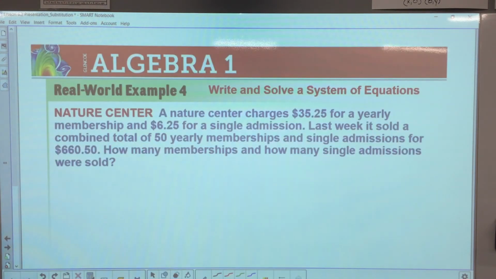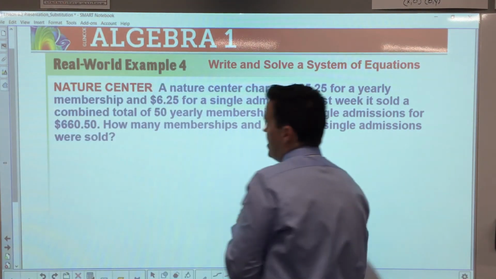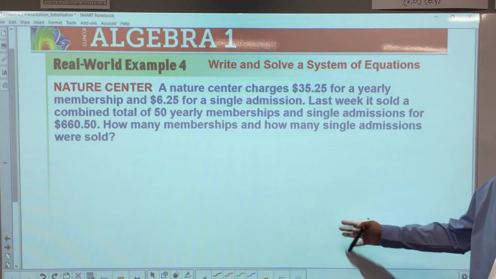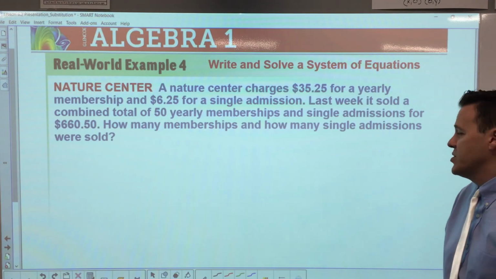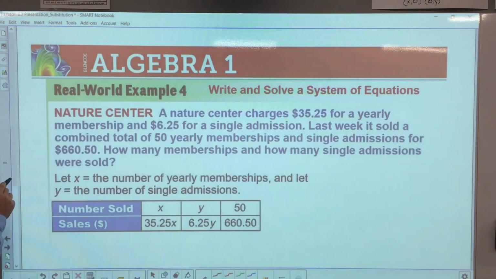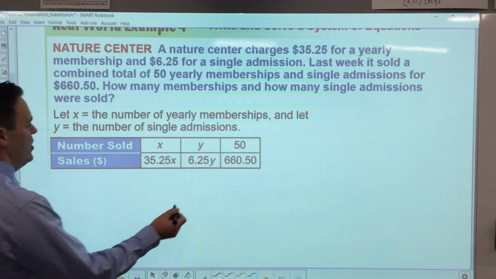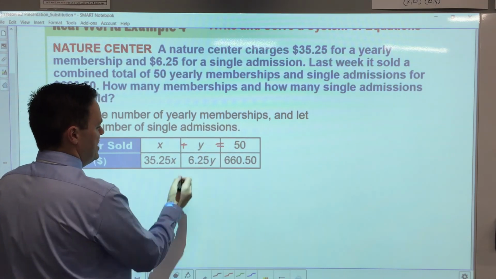All right, so now we're talking about nature. It's writing a system of equations, giving you yearly membership, single admission fee, all beautiful things. How many memberships were sold in a single admission? So we got to create an equation. Here's the equation given to us. So it's going to be x plus y equals 50.